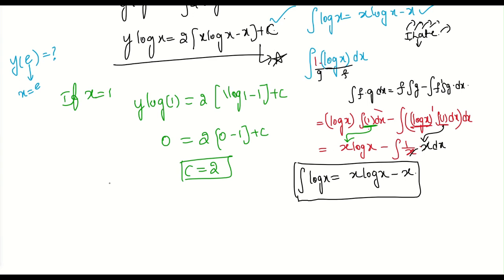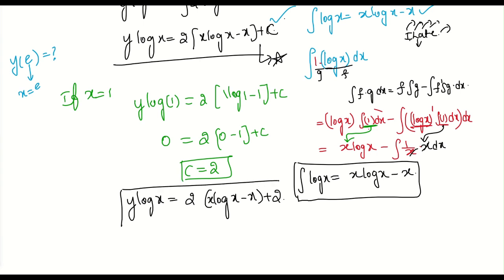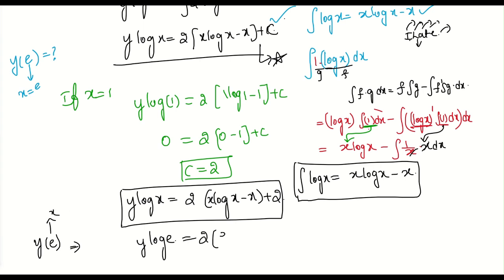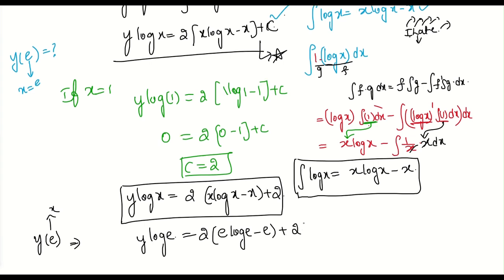Let us make it a star. y times log x must be equal to 2 times, this is x log x minus x plus 2. Is it clear? This is our final solution. Now we need to figure out what our y of e is. So what happened to y of e? y into, let us make it log e, replace your x with e, which is nothing but 2 times e into log e minus e plus 2. Is it clear?